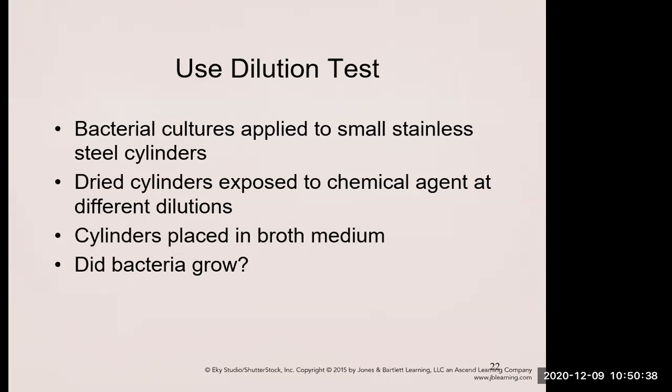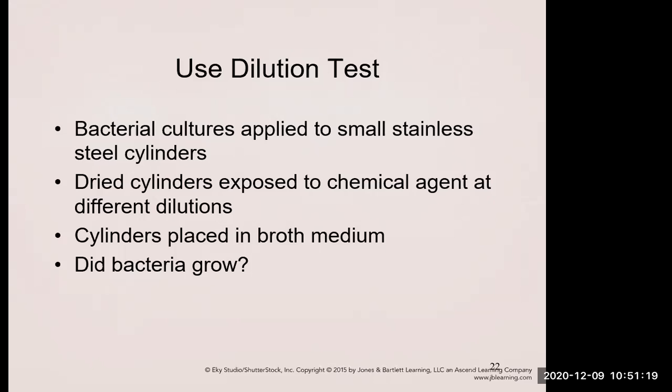Not super important. The use dilution test, I could not find a figure anywhere on the internet about this. Your book doesn't have one. No, the last one. The phenol coefficient stuff, that's not super important. The use dilution test. So I couldn't find an image of this, but it's pretty straightforward. I've never done it. Basically, you're taking a cylinder of stainless steel. You're going to take a culture of bacteria, so in a broth, in a liquid, and you're going to put them on that stainless steel. You're going to let them dry. So now we have bacteria on steel.